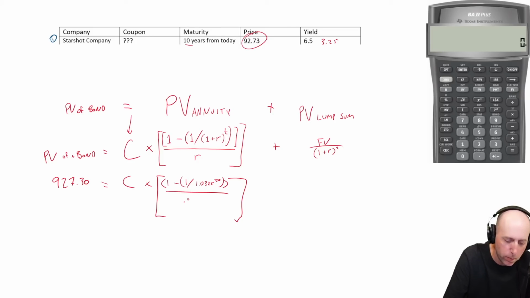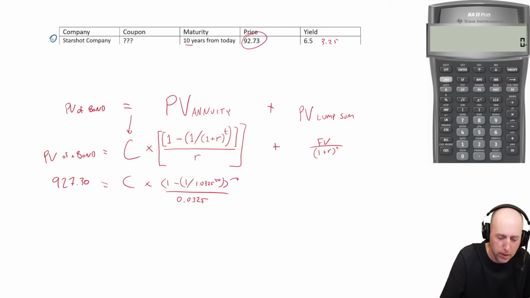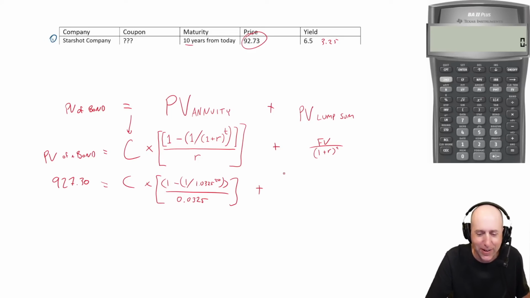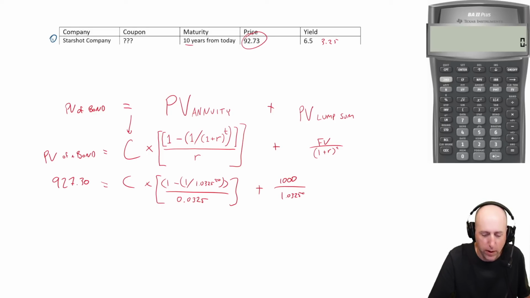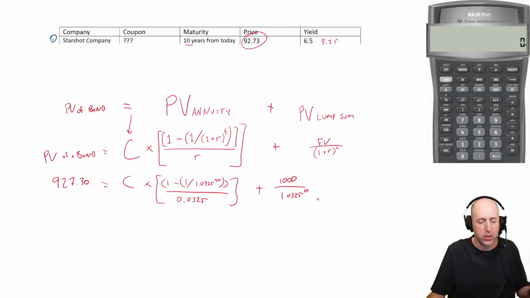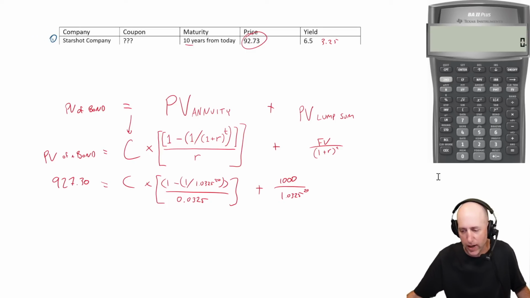All divided by 0.0325. Let's make the brackets a little smaller. Oh, much more beautiful. Add that to our FV, the future value of our bond, which is 1,000, divided by 1.0325 to the power of 20. Okay, so I'm going to leave C and solve for what's in the brackets. So let's solve.